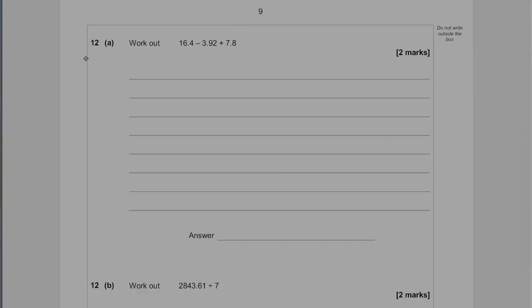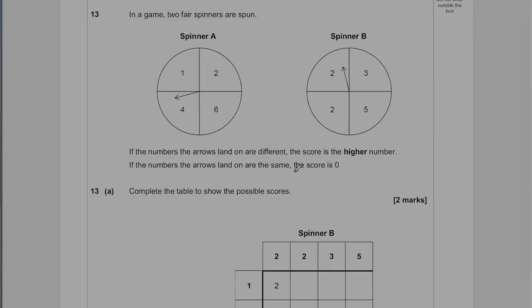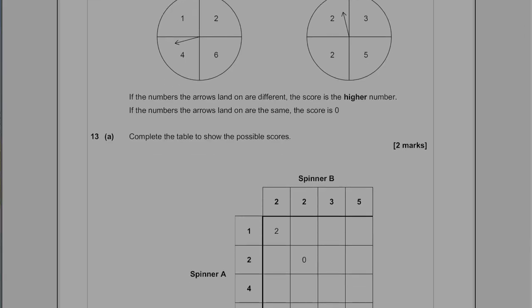Right. Question 13. In a game, 2 fair spinners are spun. We've got 2 spinners. If the numbers the arrows land on are different, the score is the higher number. If the number the arrow lands on are the same, the score is 0. Complete the table. Okay, so higher number. So we've got a 2 again, a 3 again, and a 5.